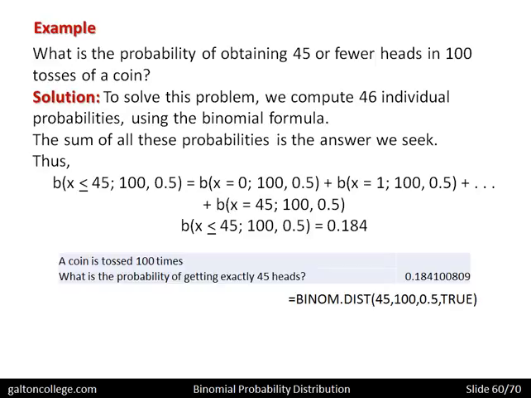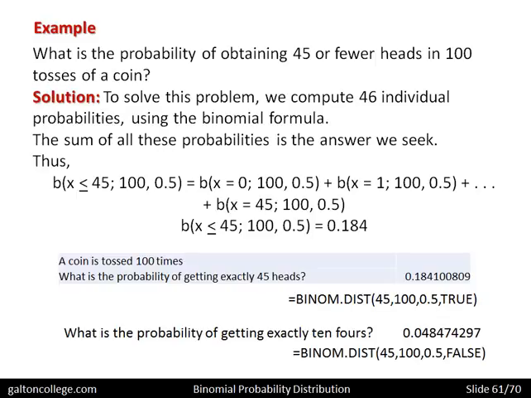We could use the binomial distribution in Excel, which is an interesting way of getting this. A coin is tossed 100 times. What's the probability of getting exactly 45 heads? Exactly 45 heads would be 0.184. So that would be exactly 45. The sum above it, actually they should add up to more than 0.184, because we should add up x equals 0, x equals 1, x equals 2, x equals 3, and so on, up to x equals 45.